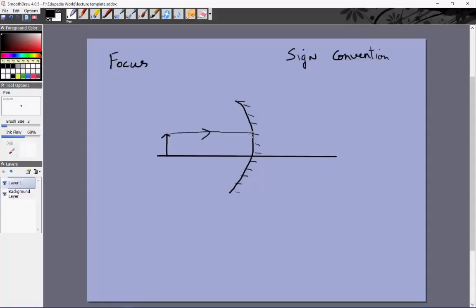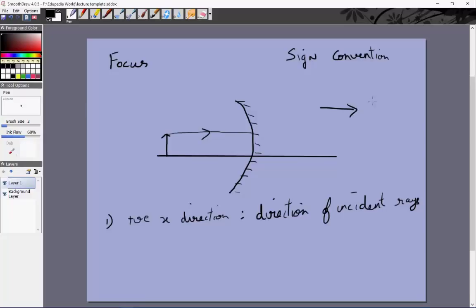Right. Now, the first sign convention is that the positive x direction is in the direction of incident rays. So whatever axis we choose, the right side will have to be taken as the positive x-axis. That means the left side will have to be taken as the negative x-axis. Now what is the origin? That is the second point. It should have come before this actually. And the origin is the pole.